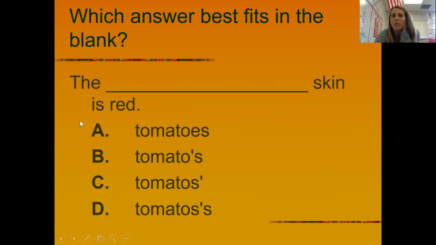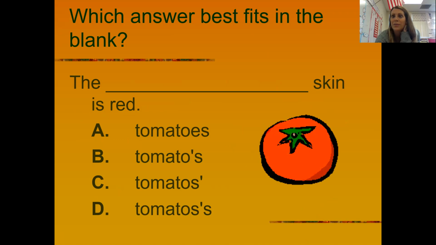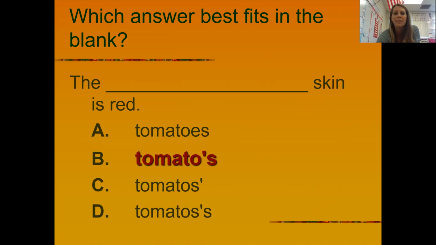All right, so the blank skin is red. Whose skin is red? The tomato's skin is red, right? Who owns the skin? The tomato. So what do we add? Apostrophe S. So A, B, C, or D, have the answer in your head. Let's see if you're right. B, if you got it right. Whoop, whoop.